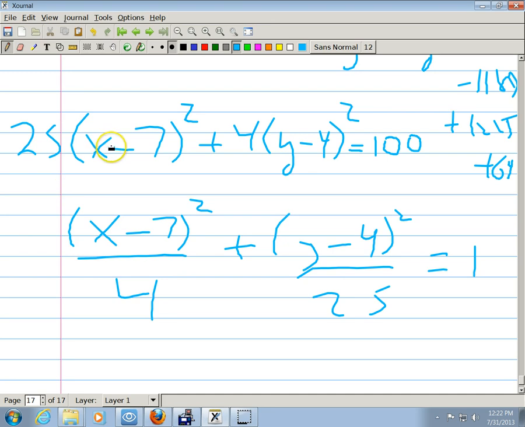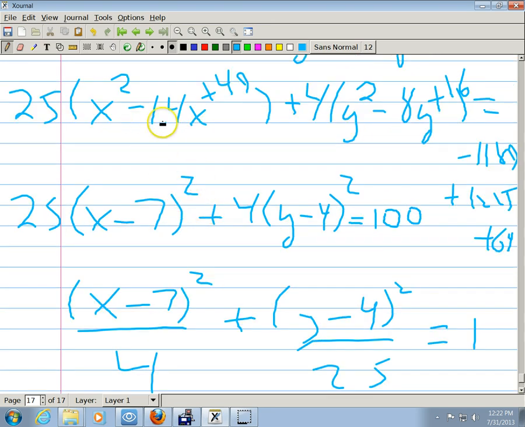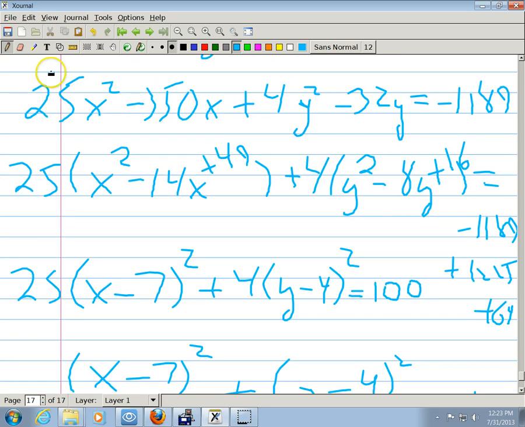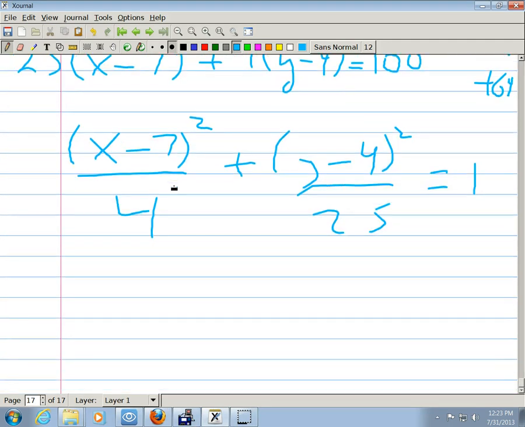How'd you get 14x on the plate? The 14, yeah, this guy? On top, when I factor out the 25. 25 into negative 350 is negative 14. Just factor it out. All righty. All right, so now, do you know how to graph that by hand?